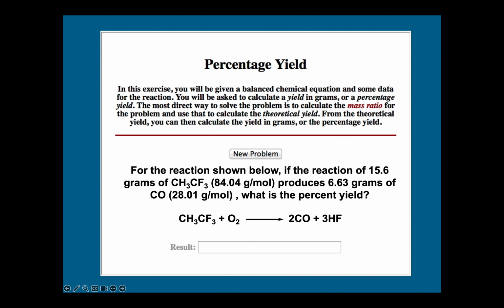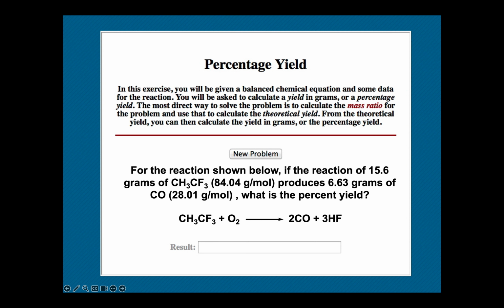Now there is a tutorial called percentage yield. I never converted this one to Blackboard because it's just a little confusing sometimes. So you can do this one just for fun on the website, but there's not a Blackboard equivalent. But let's just look and see how it works.